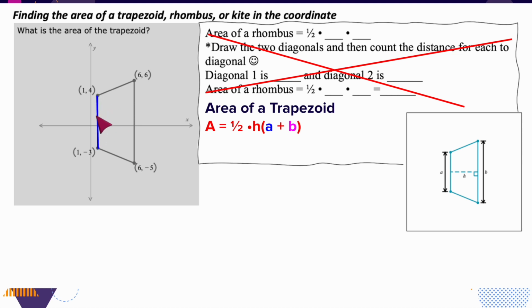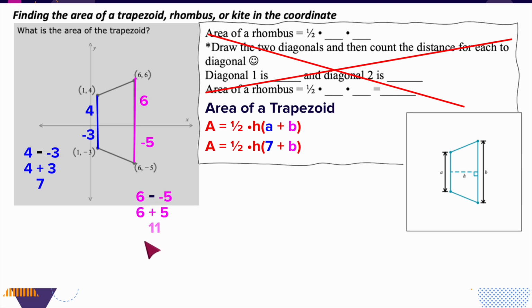Okay, so to determine how long this one is, I look at the y coordinate, because the x coordinate's the same, right? They're vertical. So I went 4 above the line here, I went 3 below the line here. So this is 7 units long, because it's 4 minus -3, which is really 4 plus 3, which is 7. So now I can do the same thing on this one. I have 6 units above and 5 units below, so it's going to be 6 minus -5, which is really 6 plus 5, which is 11. So now I know my two bases.